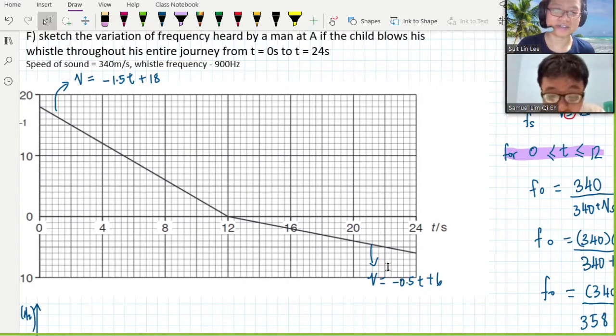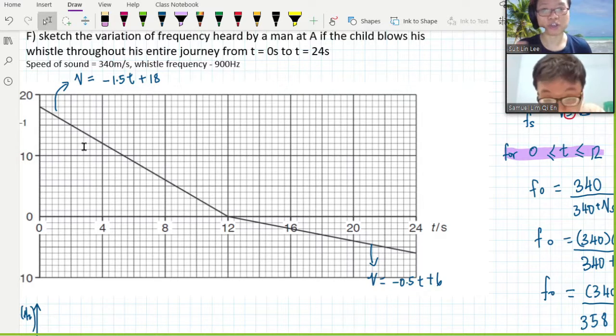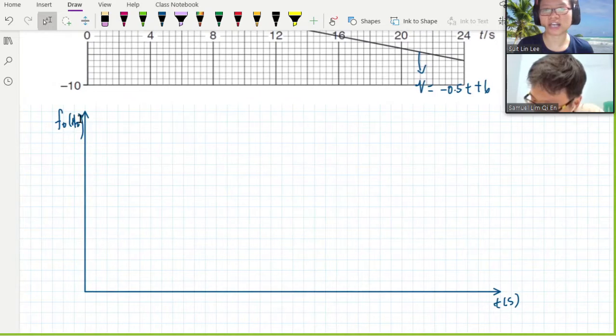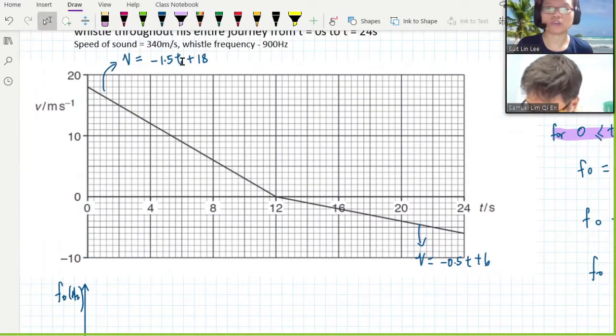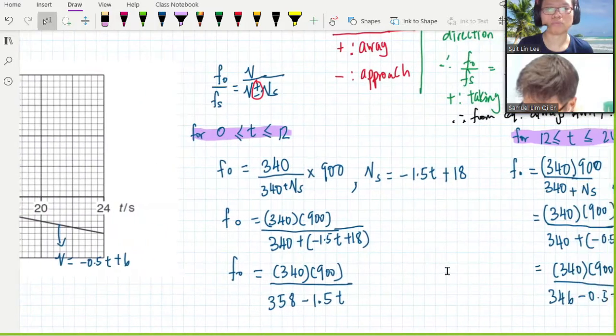So here and here are different values of the equation of velocity at different domains or different time periods. From 0 to 12 seconds, the child is traveling at this velocity. From 12 to 24, it's traveling at this velocity. So we are given the speed of sound and the whistle frequency, and you are asked to sketch the f against t graph. Now I already have the equation of the straight line, so I will put it here.